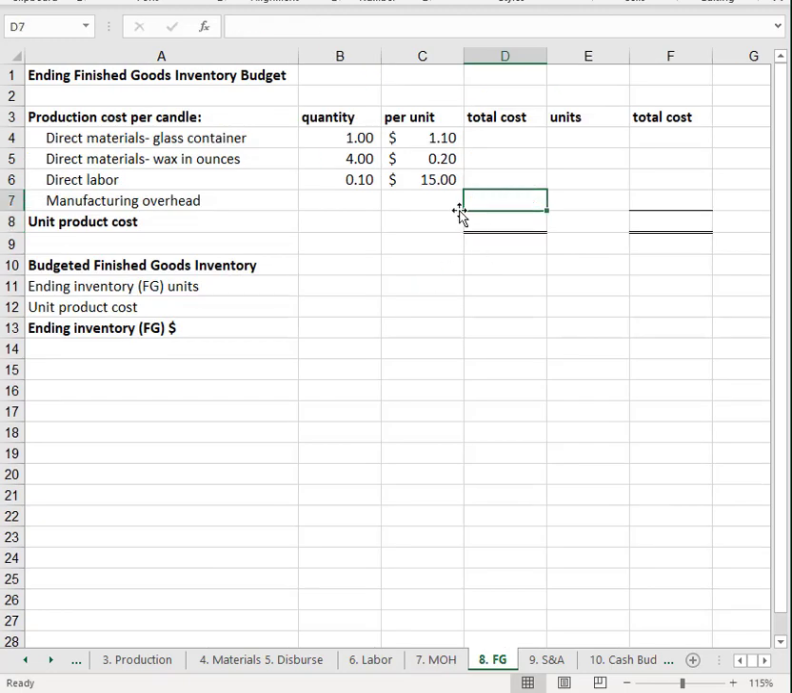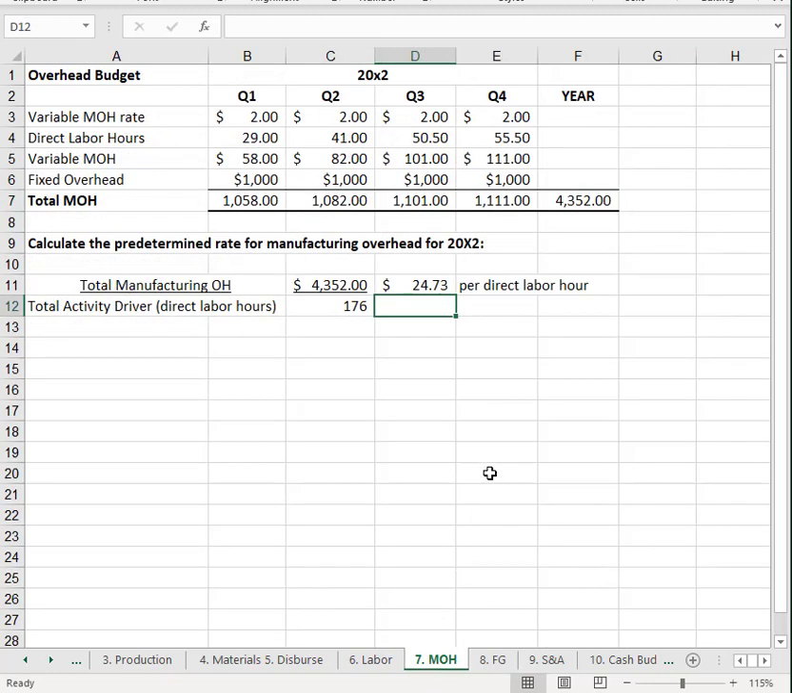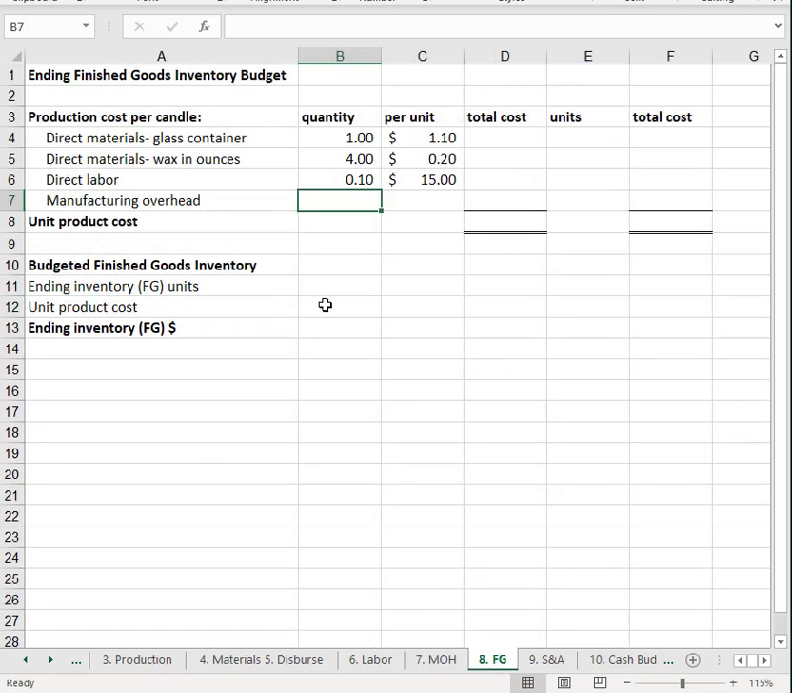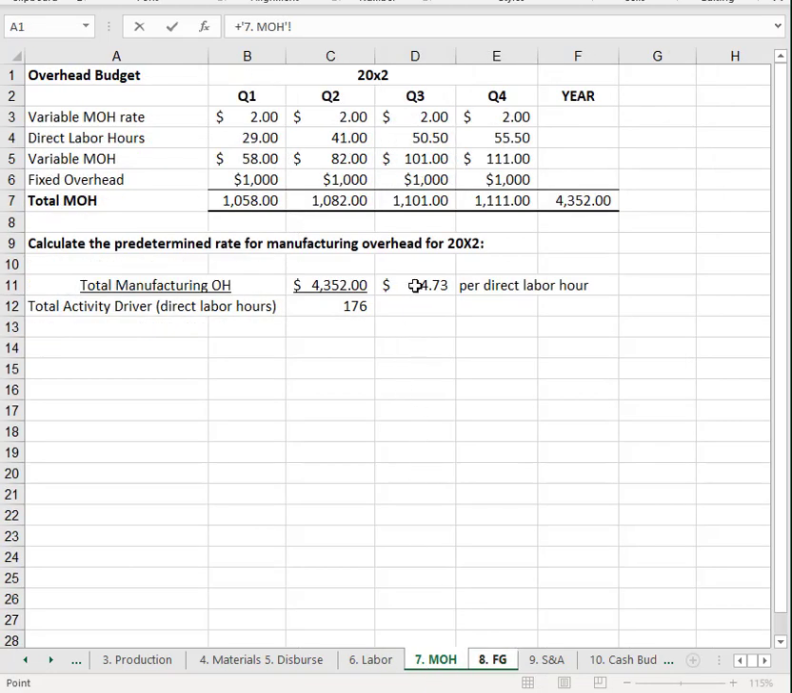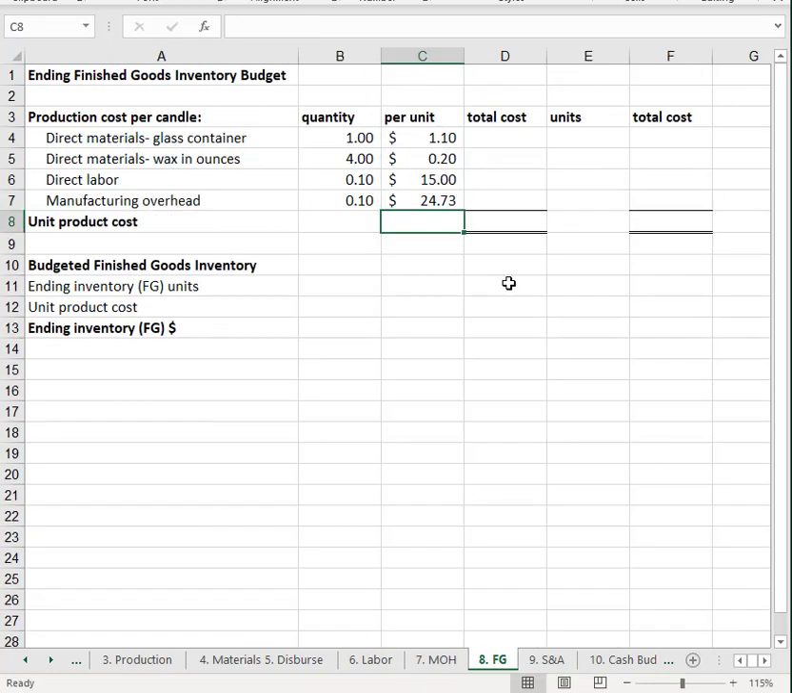Oh, I put it in the wrong column. Well, let's come over here. That manufacturing overhead rate is per direct labor hour. So for finished goods, we're going to also be using the same number. Each unit's going to have 0.1, just like each unit of labor is going to be 0.1. The manufacturing overhead rate is per hour. We're not going to put a whole hour in the unit. It's still 0.1 hours per unit, but the rate per direct labor hour is that 28.